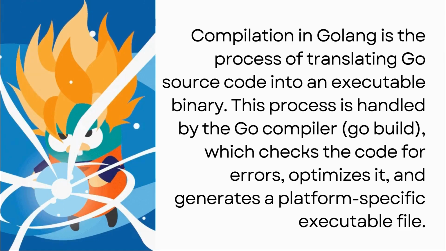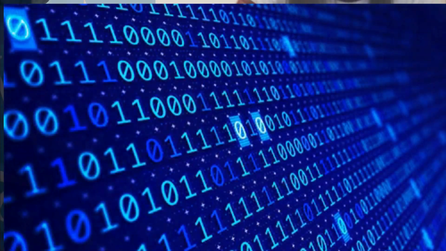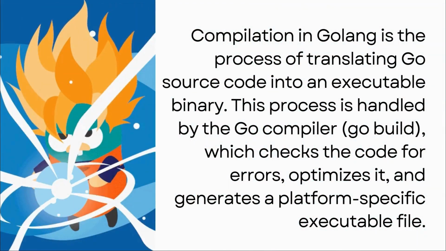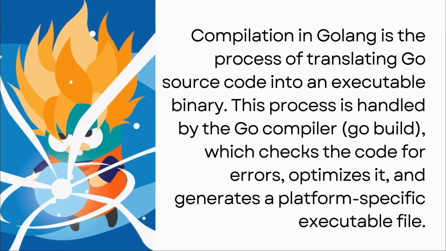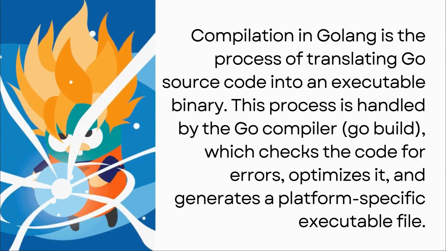This process is handled by the Go compiler, which checks the code for errors, optimizes it, and generates a platform-specific executable file. So what we can say is that it will convert your source code, the code you are writing, into machine code, that is zeros and ones. Not only that, the Go compiler is even capable of finding errors and optimizing your code as well, and it does many other actions too. So what does the Go compiler do?